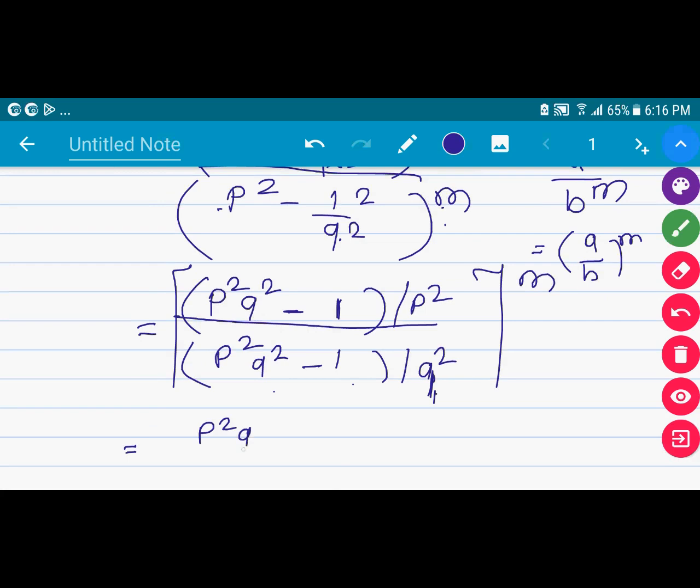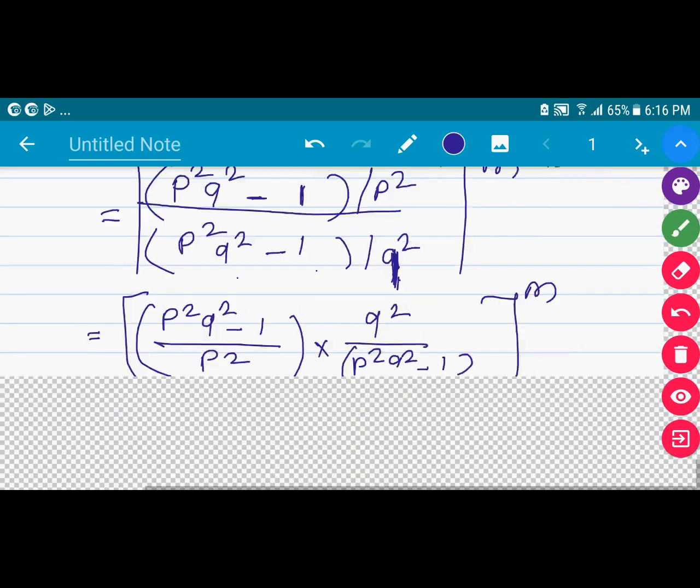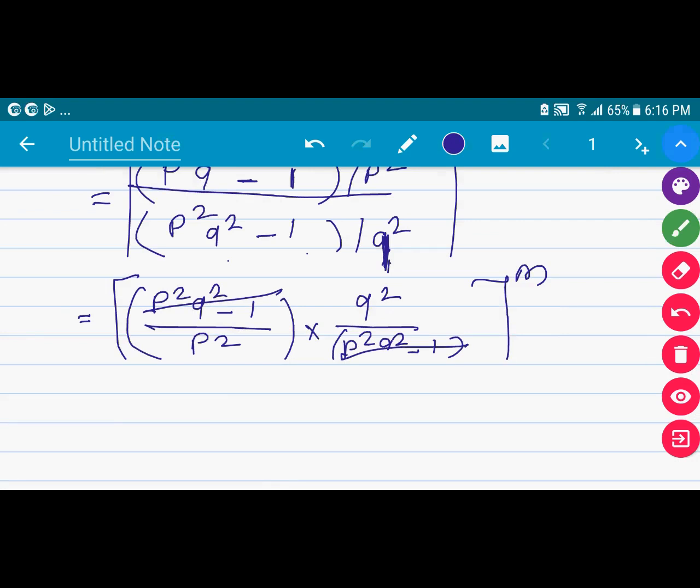कैसे दिखेगा ये, पी स्क्वायर क्यू स्क्वायर माइनस 1 अपॉन पी स्क्वायर मल्टीप्लाइड बाय क्यू स्क्वायर अपॉन पी स्क्वायर क्यू स्क्वायर माइनस 1. ये डिनोमिनेटर में था, न्यूमरेटर में चला जाएगा और जो न्यूमरेटर था वो डिनोमिनेटर ही रहेगा, रेज टू m. सो क्या होगा, ये कॉमन कट हो जाएगा, क्या बचा, क्यू स्क्वायर अपॉन पी स्क्वायर रेज टू m.